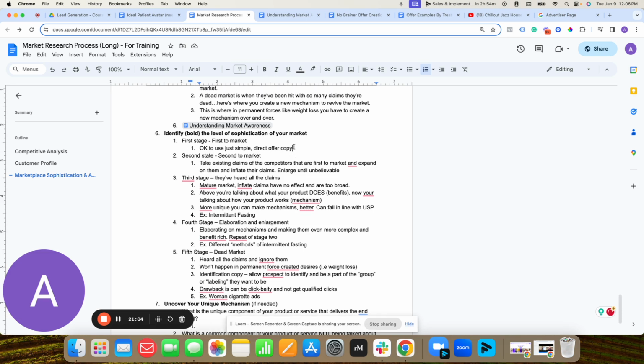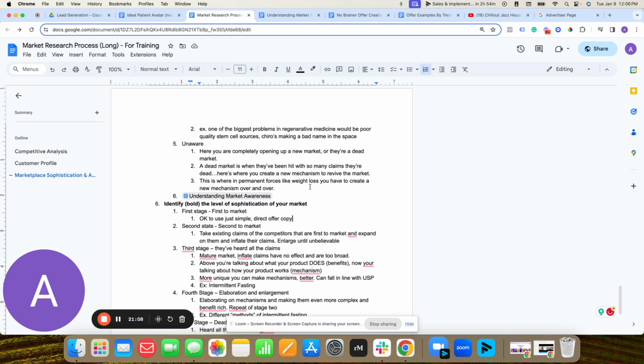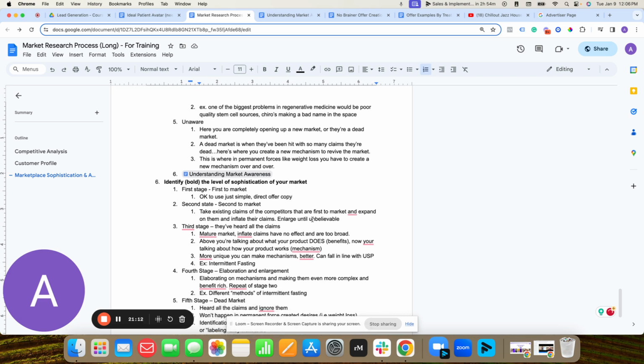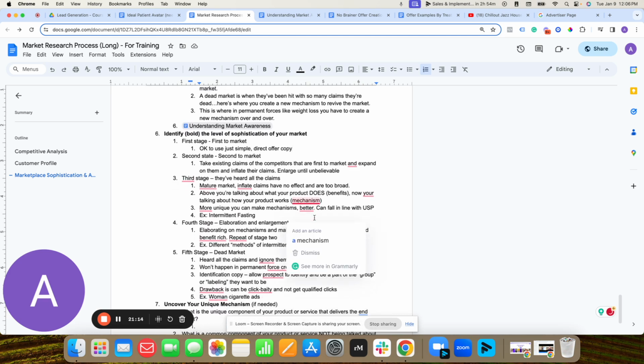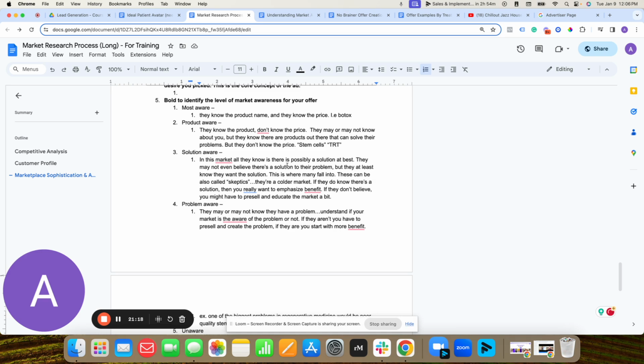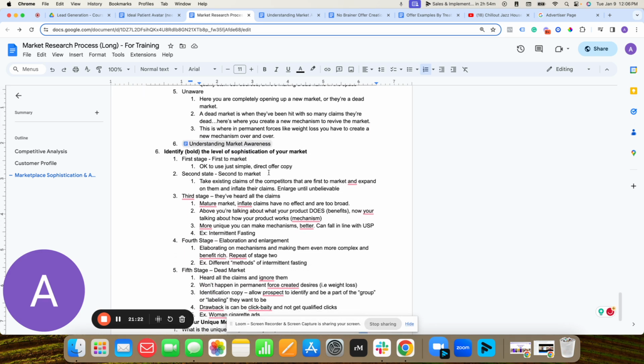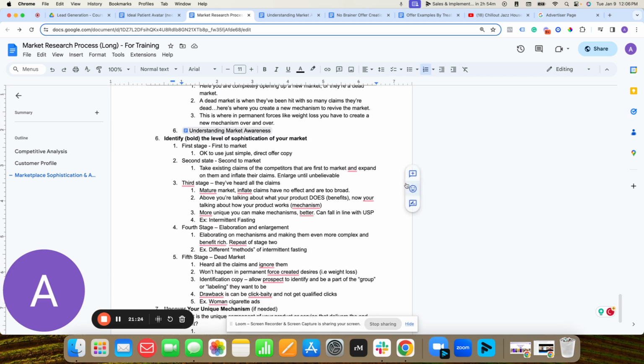So in the first stage, again, this is people who are most aware. They know your price, they know your offer. Generally, just use simple direct offer copy. The second stage, which is people that are becoming product aware, they know the product, they don't know the price. They know it exists, they just don't know how much it costs. Take existing claims of your competitors, look at your competitors' ads that are first to market and expand on them and inflate their claims.